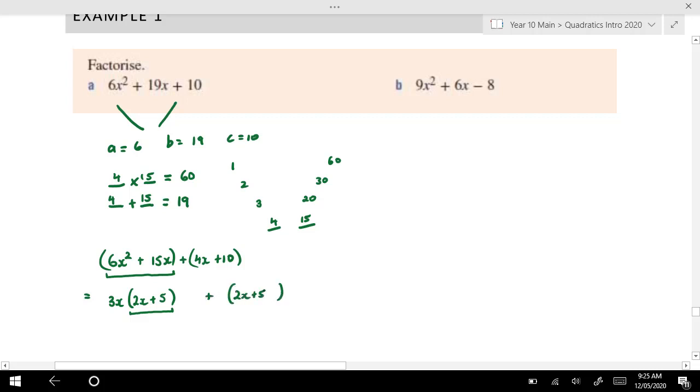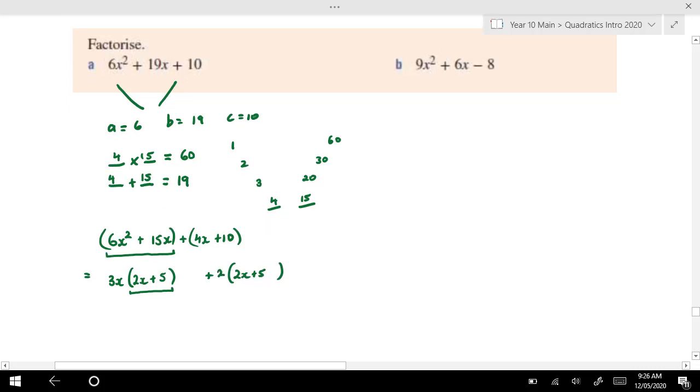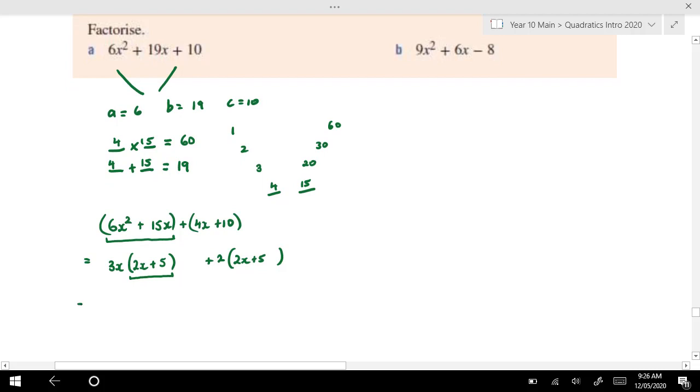And what would go out the front to make this true? Well, it would be 2 at the front. Now that you can see that we've got a common factor of 2x plus 5, let's put that out the front. And what goes next? 3x plus 2. And now you can see there, we have factorized. So these ones take a little bit longer.